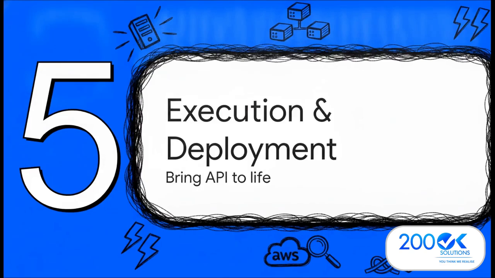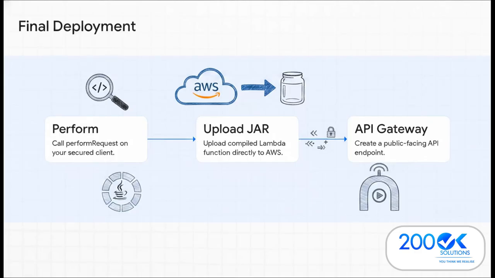Section 5. Execution and deployment. It's time to bring your serverless API to life. These last 3 steps take us from running a local operation all the way to a rewarding final lap of deployment. First, you actually execute the Elasticsearch operation, say indexing a document or running a search, by calling build.performRequest. You pass in the request on your newly secured client and capture the response.